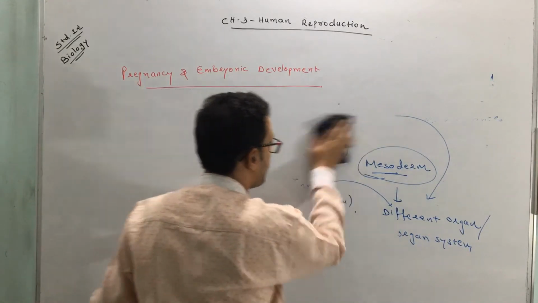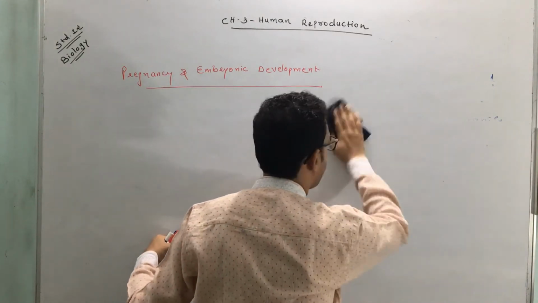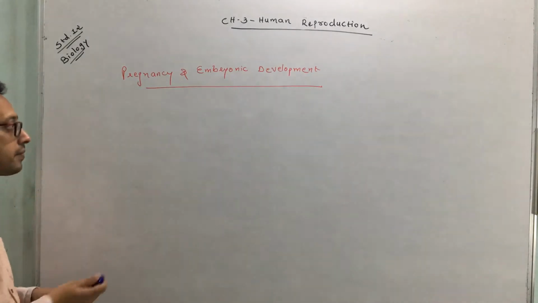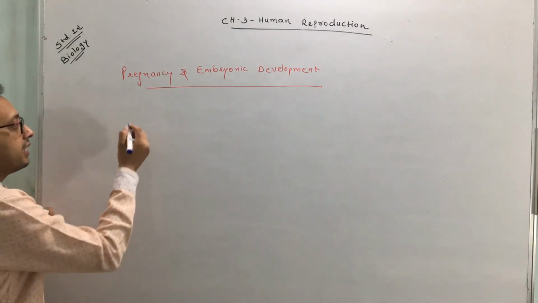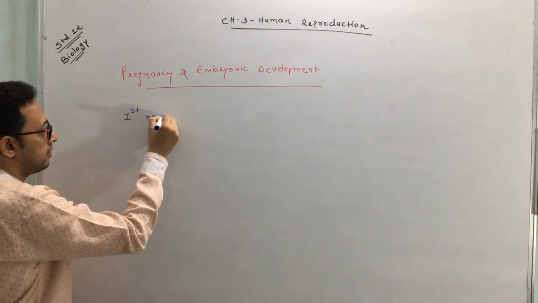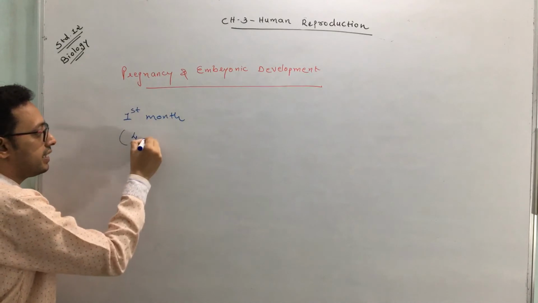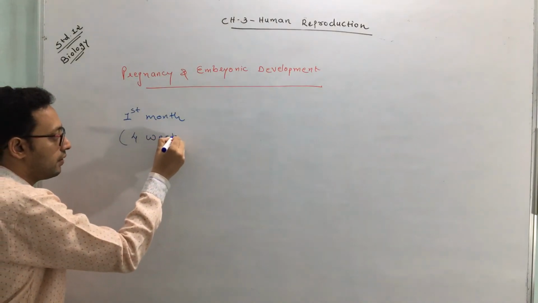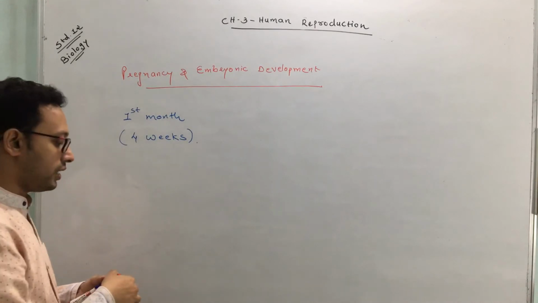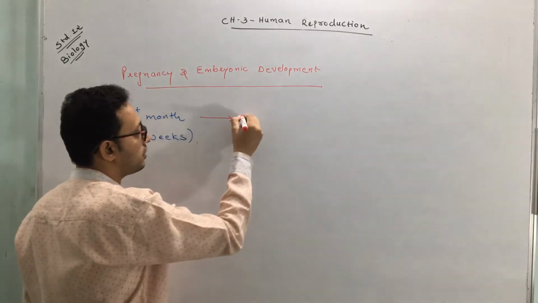Okay, so during that, what changes take place, or what are the important milestones that are going to be observed. Okay, see here, at the end of the first month, in 1 month, how many weeks are there? 4 weeks. So at the end of 4 weeks, what is going to be formed? You have to remember that. What are the important milestones?